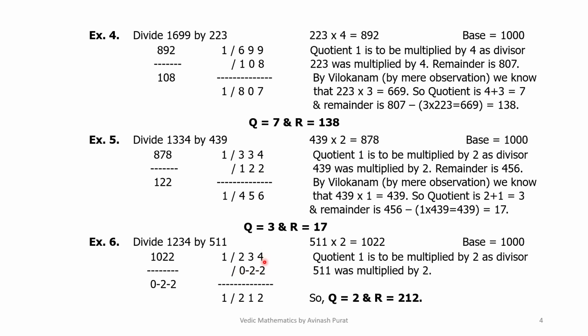Take the total on the right hand side. 4 minus 2 is 2, 3 minus 2 is 1 and 2 plus 0 is 2. So quotient 1 is to be multiplied by 2 as divisor 511 was multiplied by 2. So quotient 2 and remainder is 212.